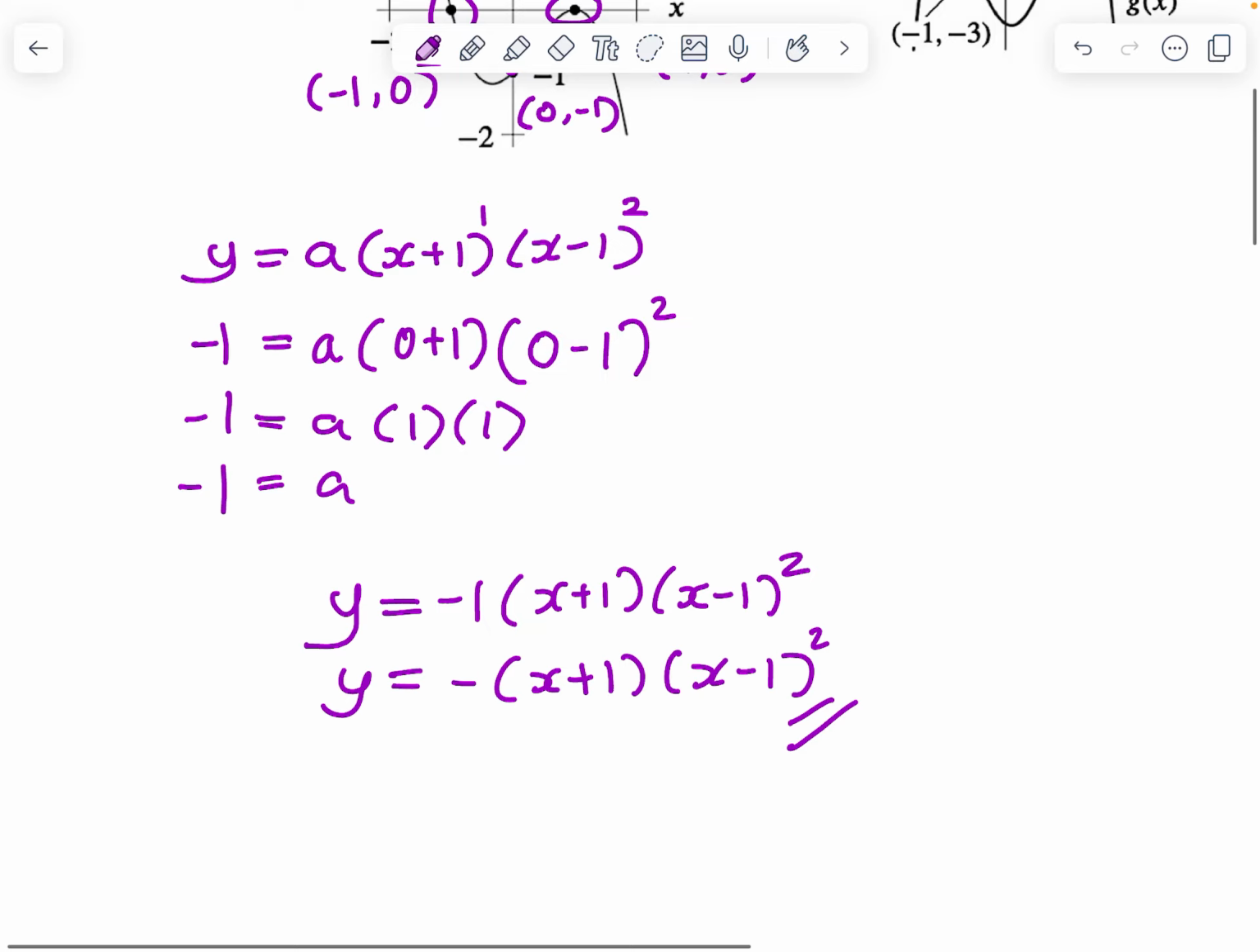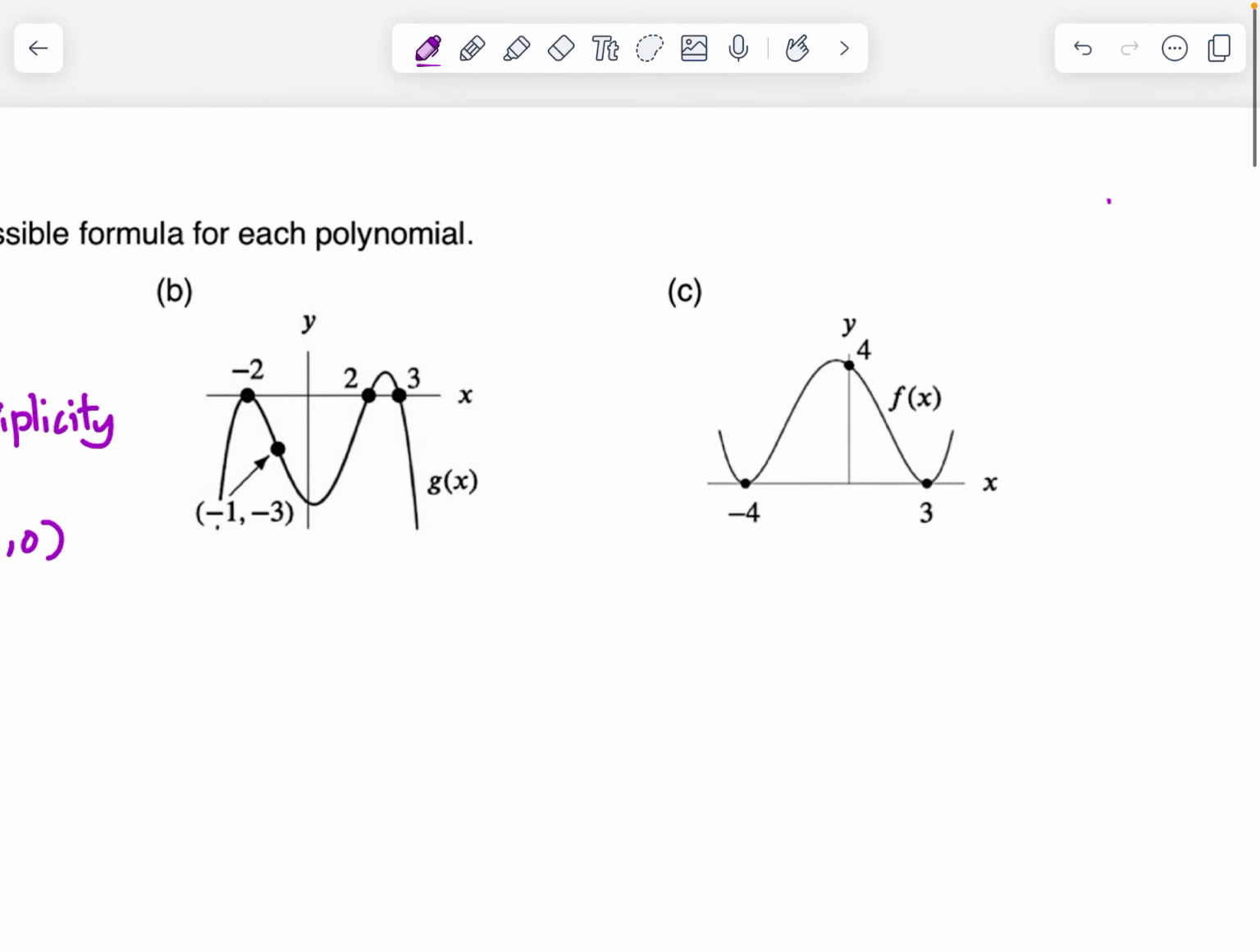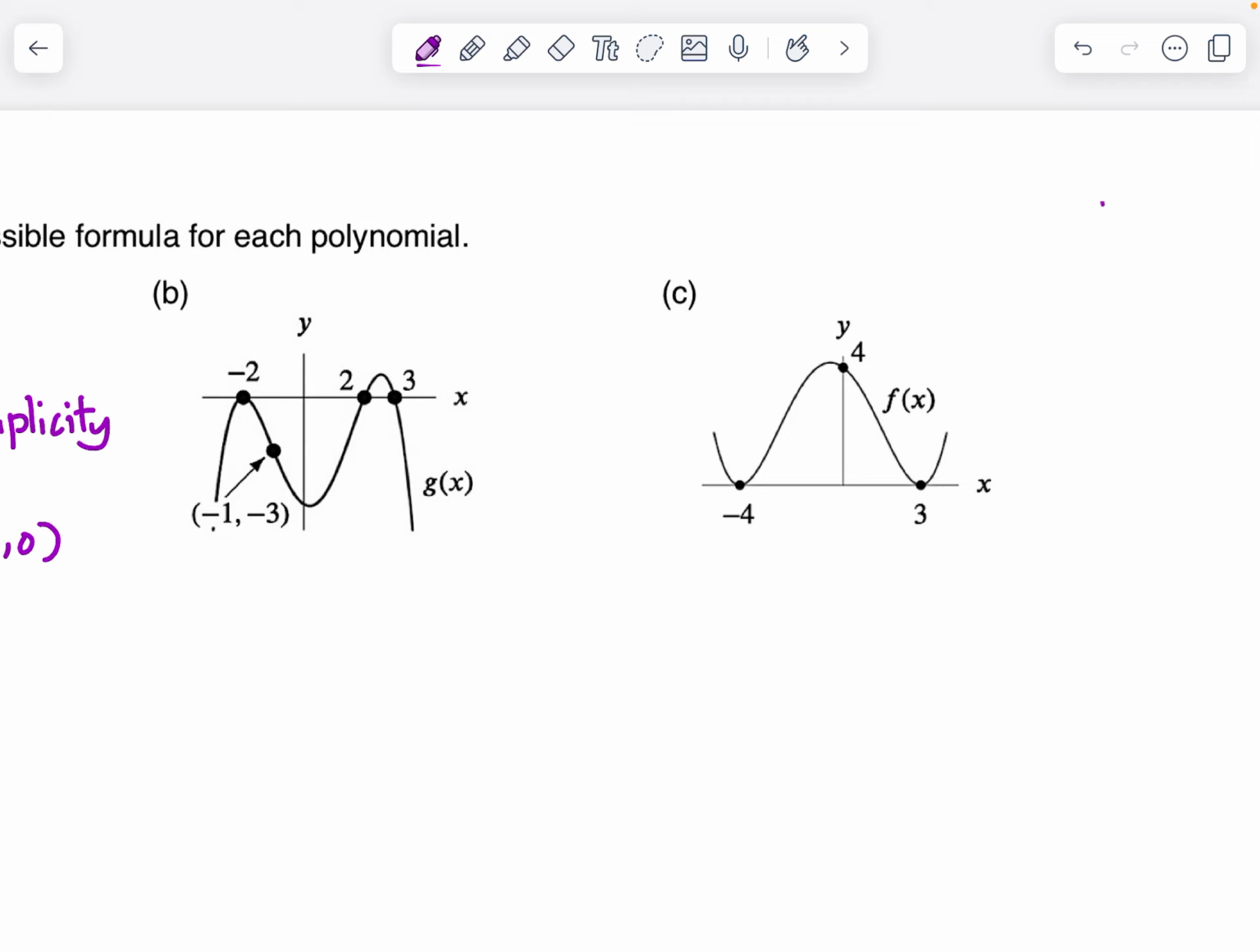And there you have it. We have our first equation. Now let's try moving on, and you can also pause the video and do it yourself.